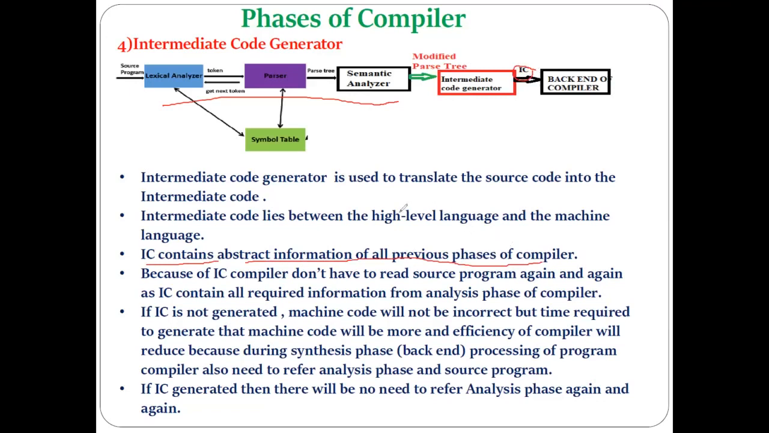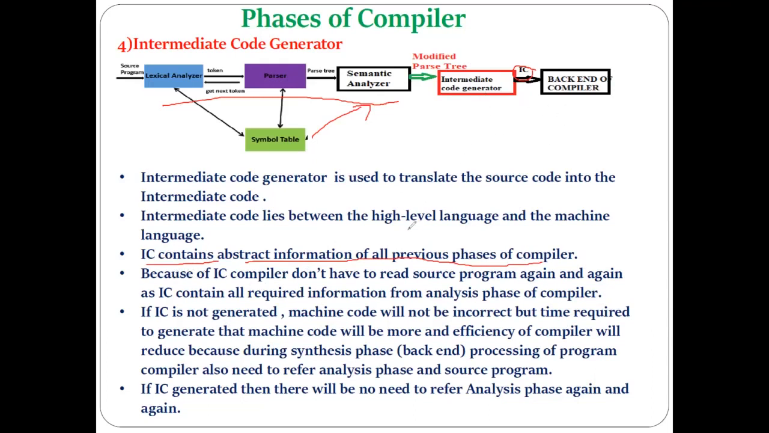Now, why is it required to be generated? And if the intermediate code does not get generated, will it affect the output? Will it affect the finally generated machine code? That we are going to see. Now, why is it required to be generated? Now, what happens?